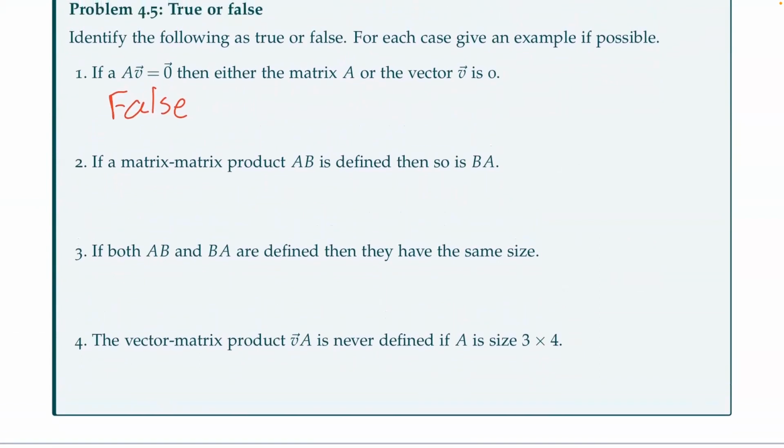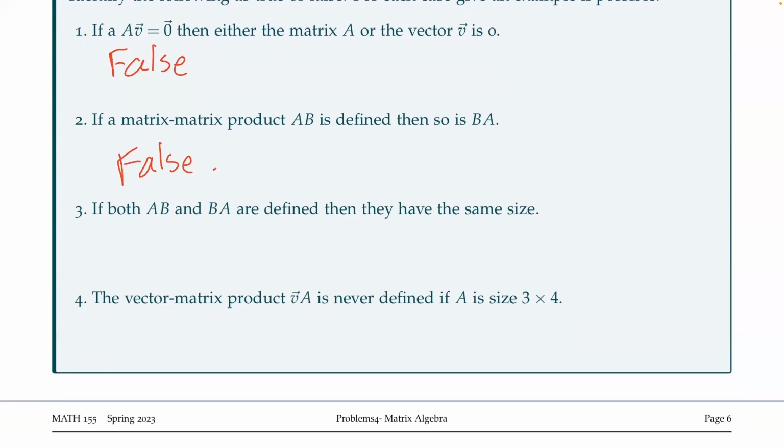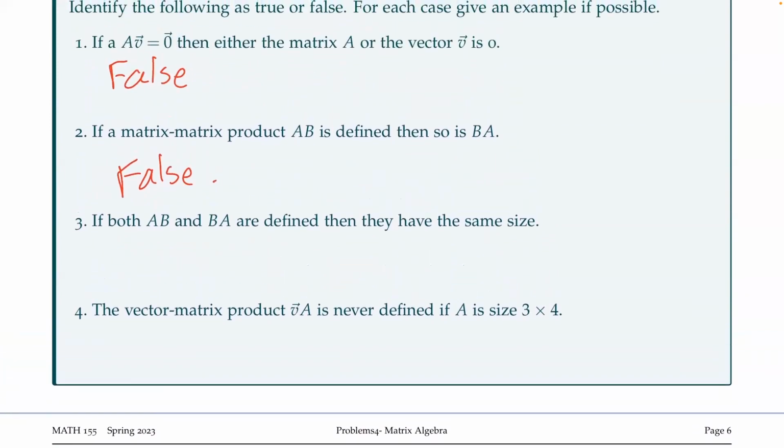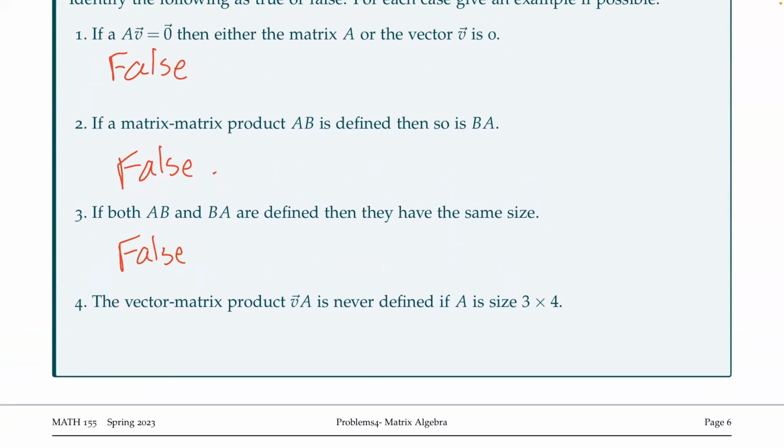If a matrix product AB is defined, then so is BA. True or false? False again. I'll leave it to you to come up with some counterexamples. Again, there are some counterexamples in the solutions. Think about how you might come up with a counterexample to these things. If both AB and BA are defined, then they have the same size. True or false? False again. So again, think about what a counterexample might look like for these things.